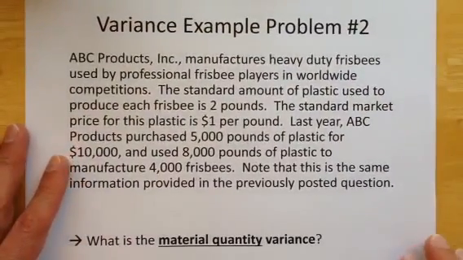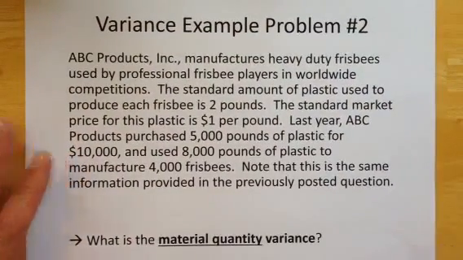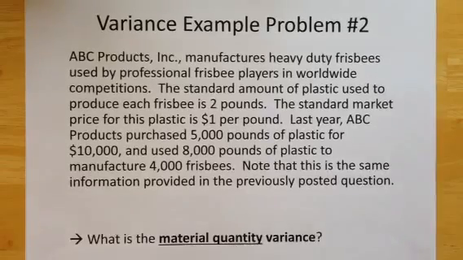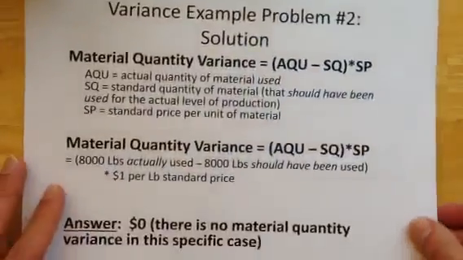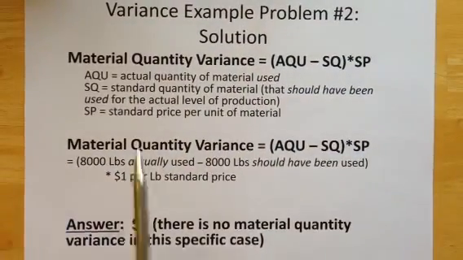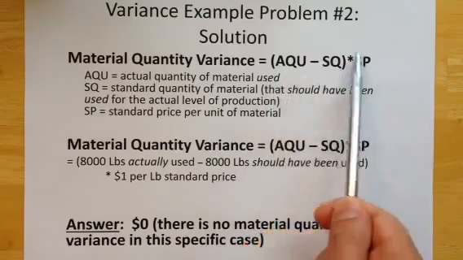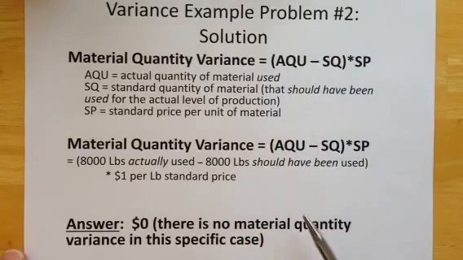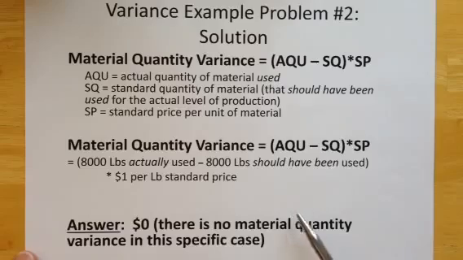Now, the second problem we're going to look at uses exactly the same information. However, we're instead calculating what is called the material quantity variance. So let's look up the formula for the material quantity variance. Your textbook may show the material quantity variance formula almost exactly the same as we've shown it here. But again, if you have a textbook that shows that formula with slightly different representations for the variables, that's fine. The mathematics is still the same.